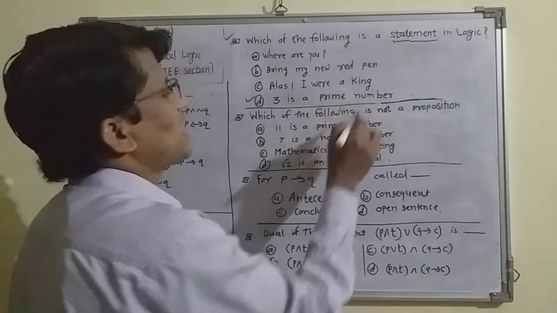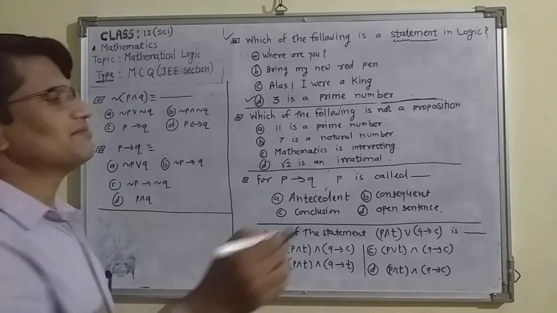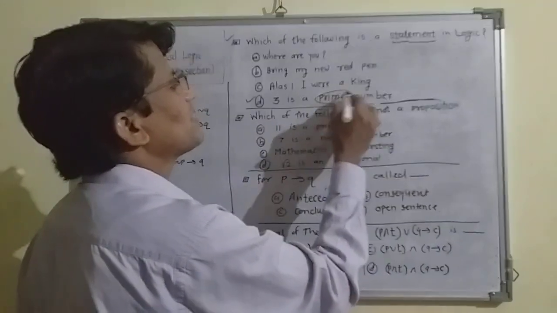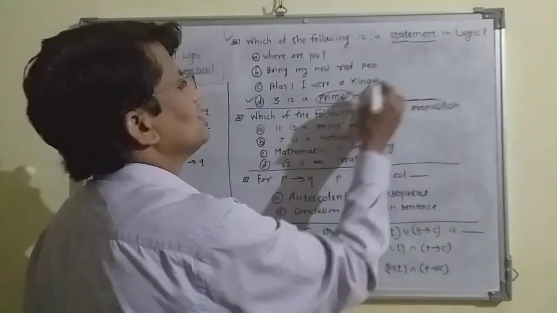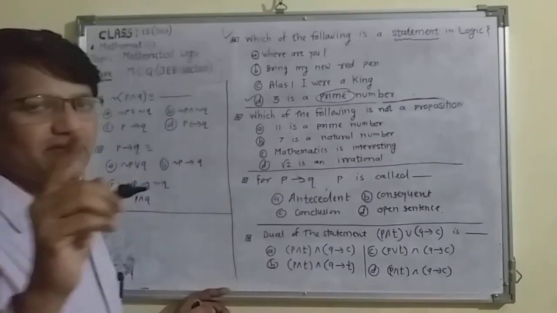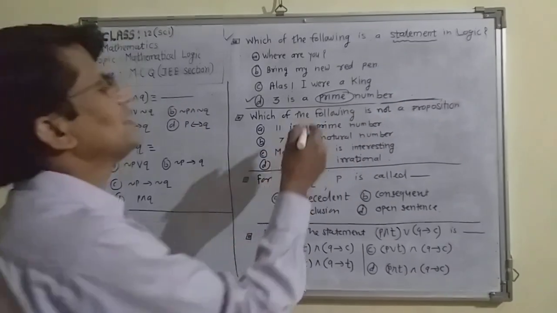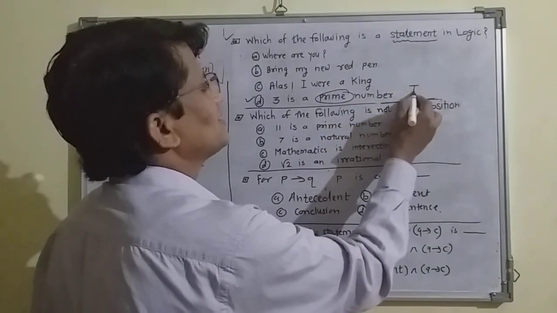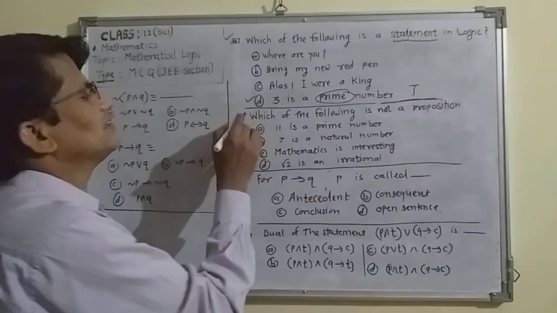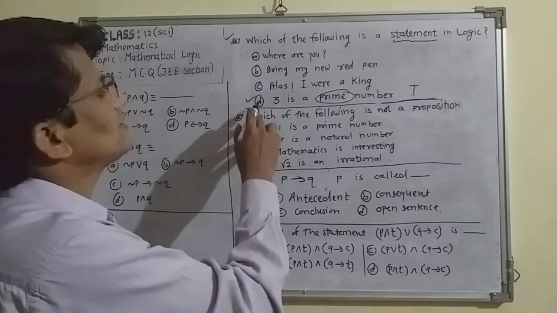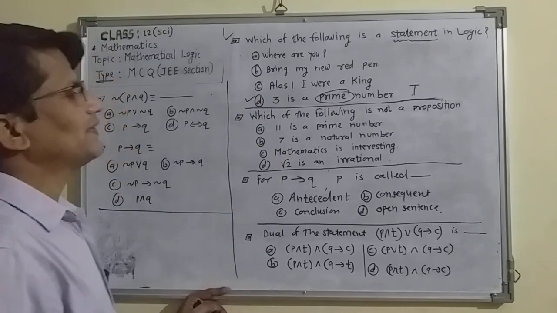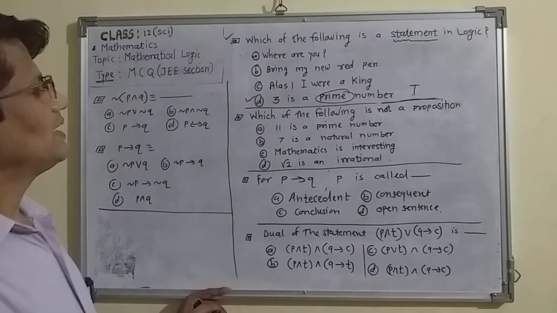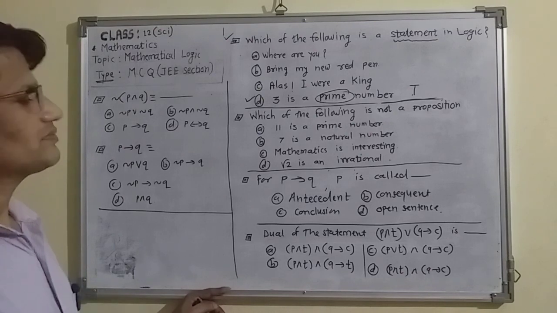3 is a prime number. Yes, 3 is a prime number. We must know the meaning of prime. Prime means the number which is divisible by itself only. So 3 is a prime number, truth value is T. Hence the answer of this question is option number D. Okay, now the next question is here.